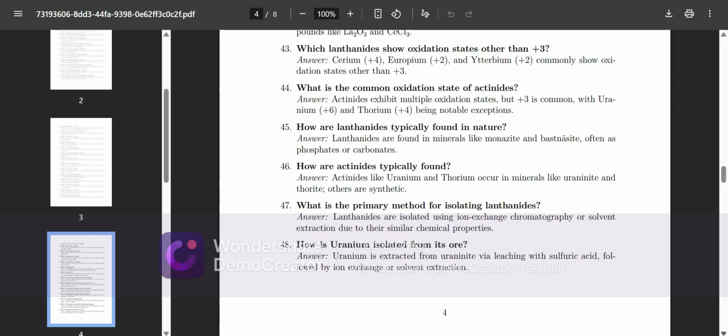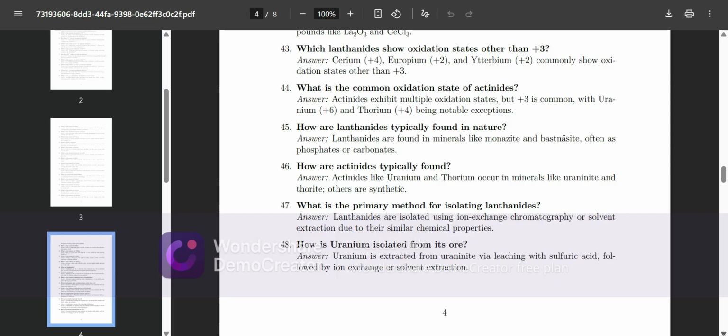How are lanthanides typically found in nature? Lanthanides are found in minerals like monazite and bastnasite, often as phosphates and carbonates. However, actinides like uranium and thorium occur in minerals like uraninite and thorite. Others are synthetic.